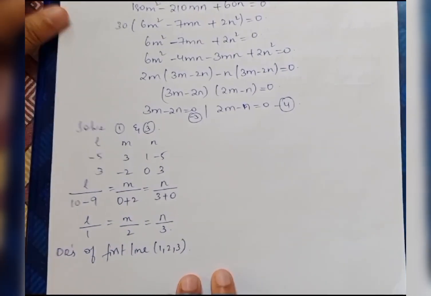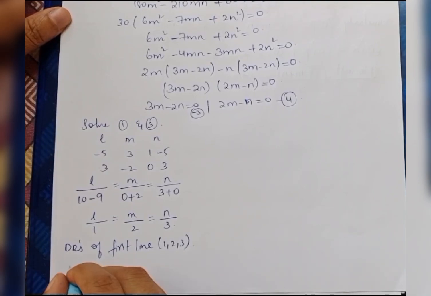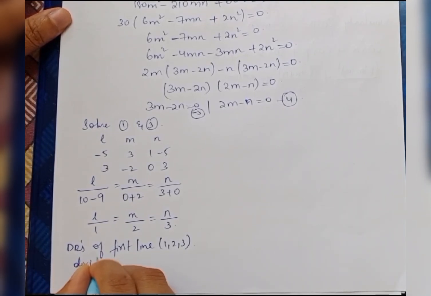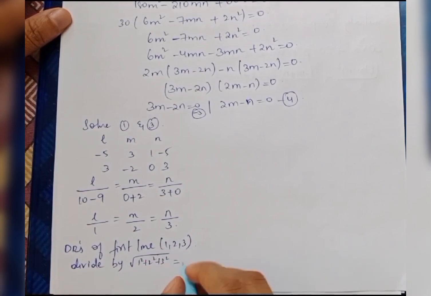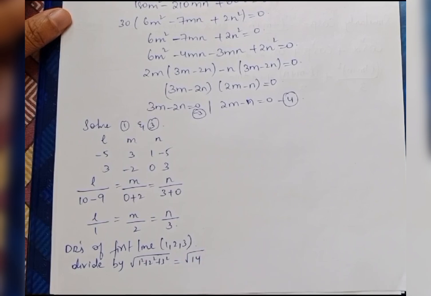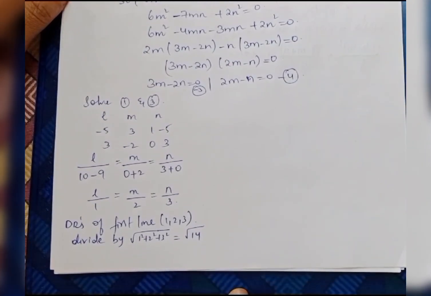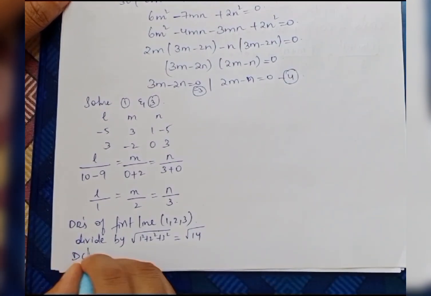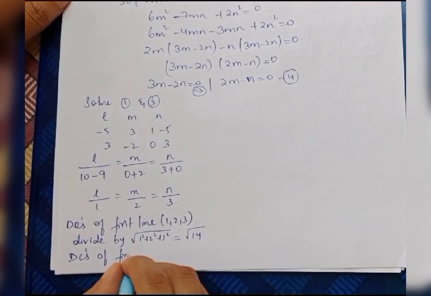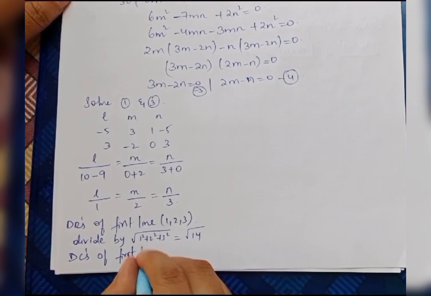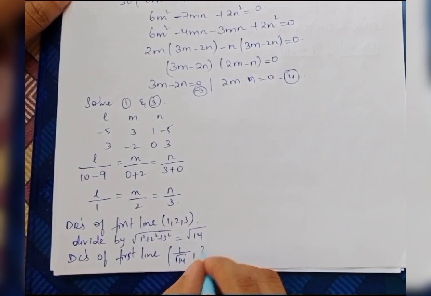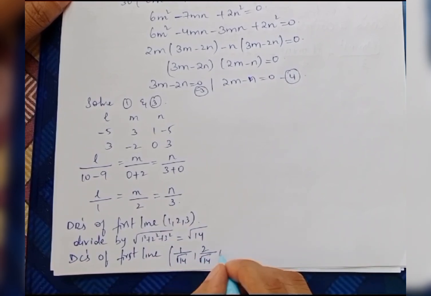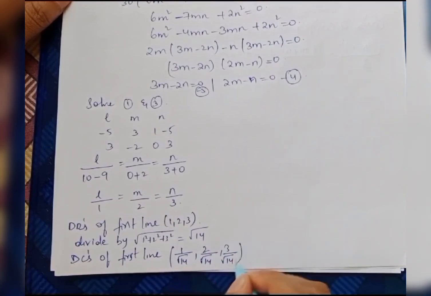Right? Now to get the DCs, divide by root of 1 square plus 2 square plus 3 square, so it will be root 14. So we'll get the DCs of the first line, which can be given as 1 by root 14, comma 2 by root 14, comma 3 by root 14.